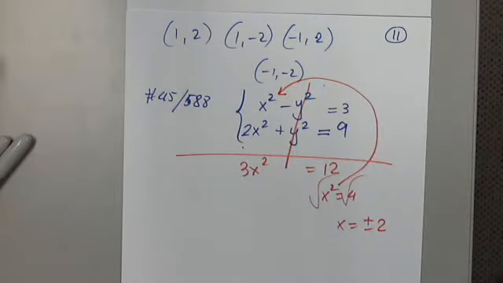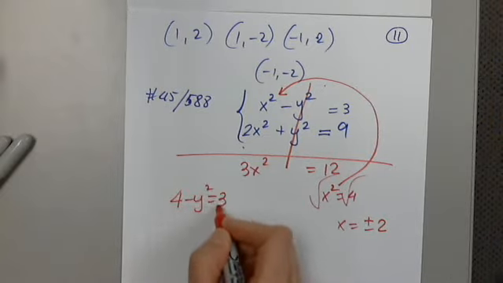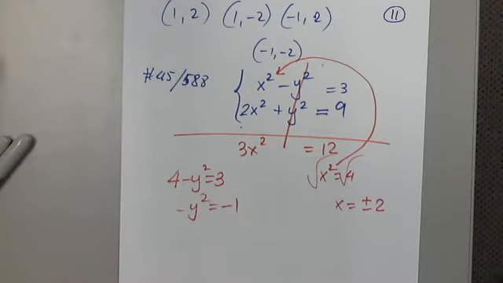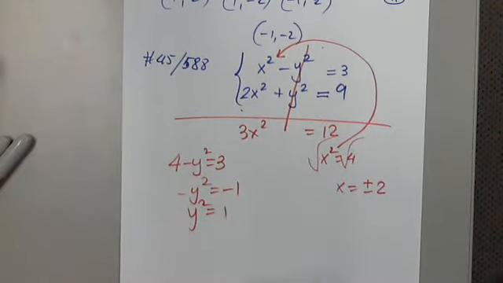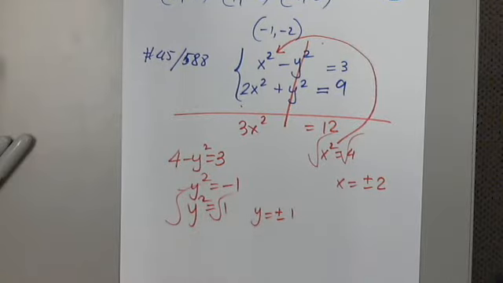I go back and replace x squared by 4. 4 minus y squared equals 3. Very good. Awesome. Negative y squared equals negative 1. Very good. y squared equals 1. y equals plus or minus 1.